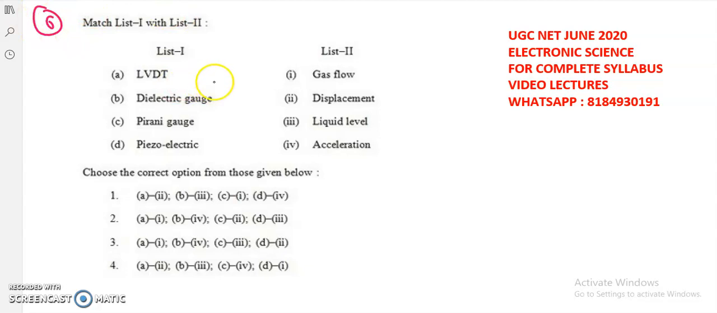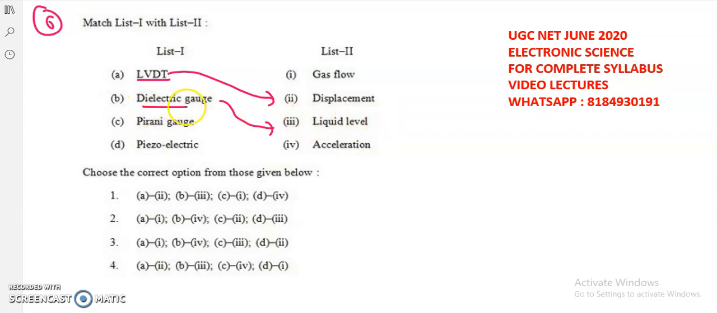the sixth question. Here also two lists are given, list 1 and list 2. In list 1 different transducers are there, and in list 2 the corresponding applications are mentioned. So we will find out. LVDT is nothing but linear variable differential transformer, which is used to measure the displacements. And coming to the dielectric gauge, the dielectric gauge is used to measure the liquid levels.